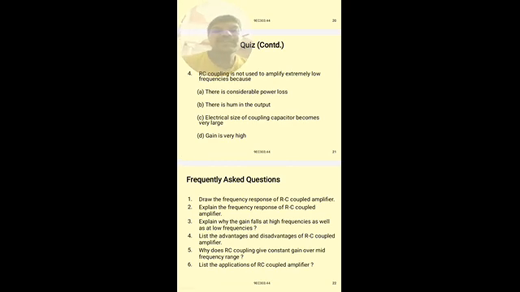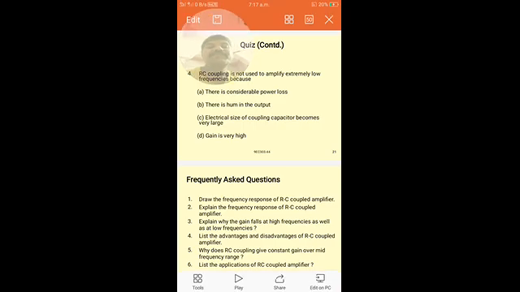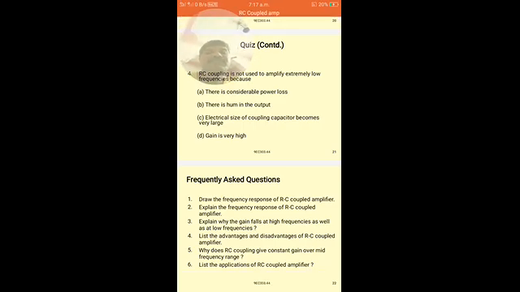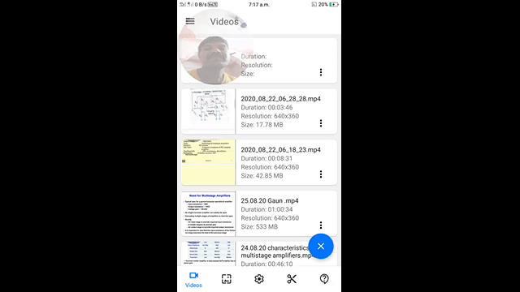So we'll stop here this class on the RC coupled amplifier. In the next class we are going to study the two-stage transformer coupled amplifier.